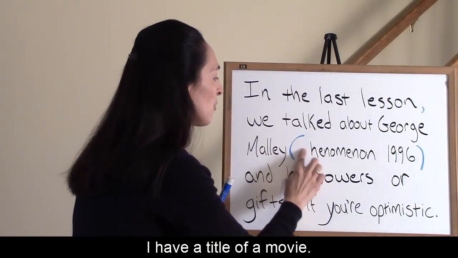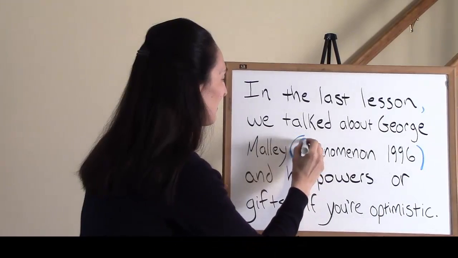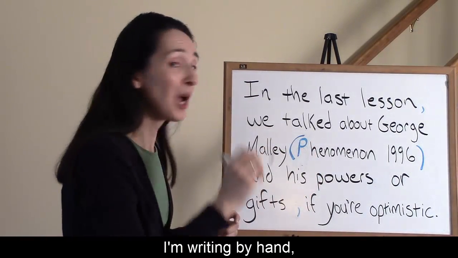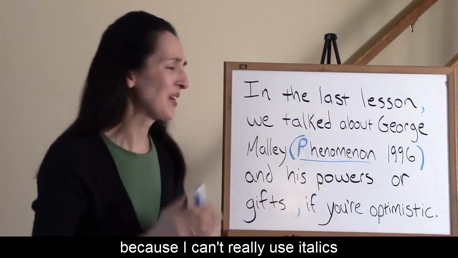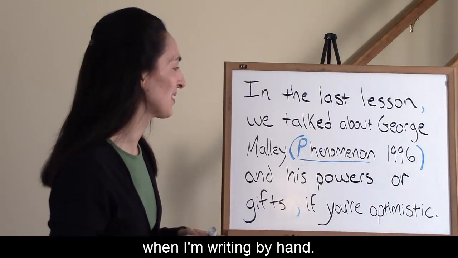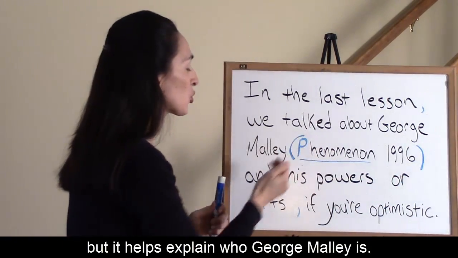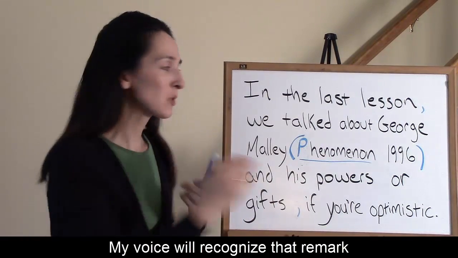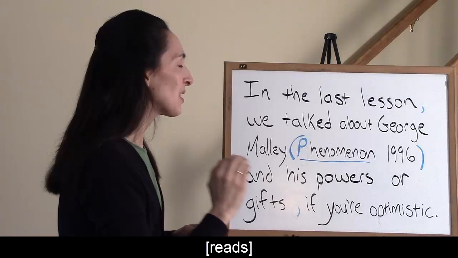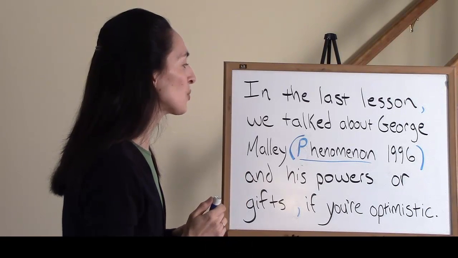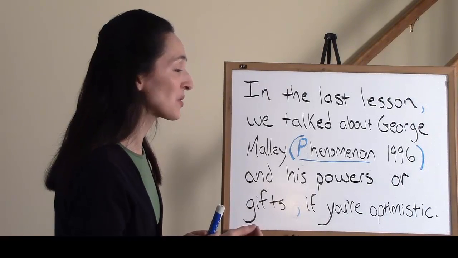I have a title of a movie. What do we need to do? Capitalize it. I'm writing by hand, so I'll underline it because I can't really use italics when I'm writing by hand. This is secondary information, but it helps explain who George Malley is. My voice will recognize that remark with a slight drop. In the last lesson, we talked about George Malley, Phenomenon, 1996, and his powers.